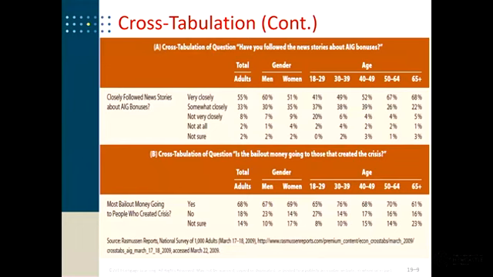So in this example, first of all, look at the question at the top, the cross tabulation question: Have you followed the news stories about AIG bonuses? Okay? As I already have said, in cross tabulation, it will show two variables, one in the row, another in the column. So, closely followed news stories about AIG bonuses. These are the answers: very closely, somewhat closely, not very closely, not at all, and not sure. Okay? And these are the percentages of adults: 55%, 33%, 8%, 2%, and 2%. So what does it mean?